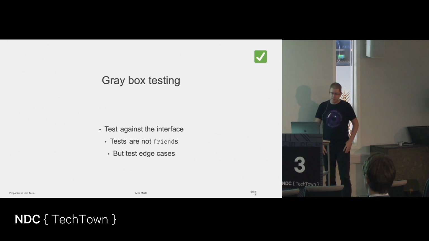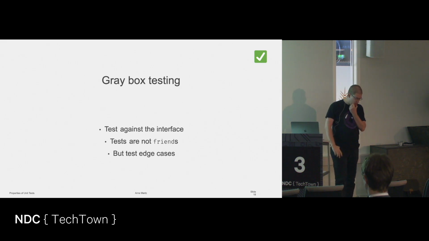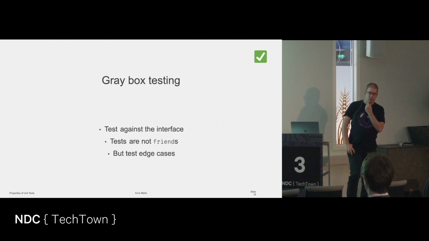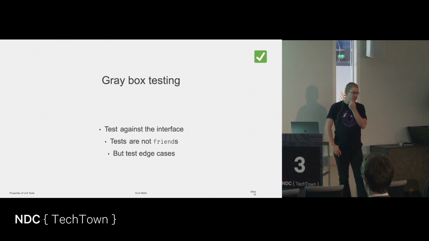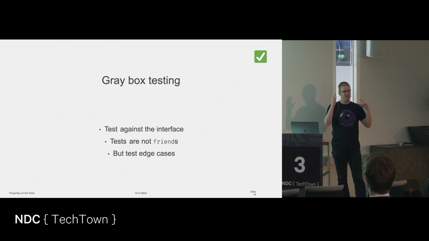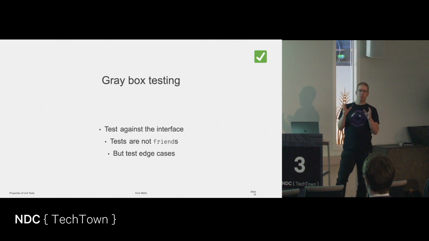Then we have this thing of gray box testing. Some people say you should be doing black box testing. Some people say you should be doing white box testing. So gray box is the thing in the middle. Black box means you don't know anything about the inner workings of your class or function. You just test against the API. White box is basically you can inspect everything that's inside your class. I would say go the middle way.